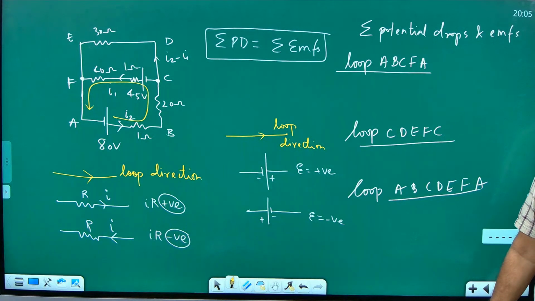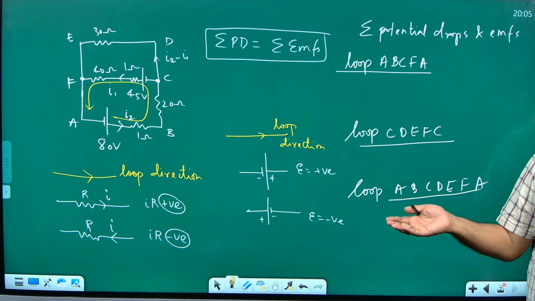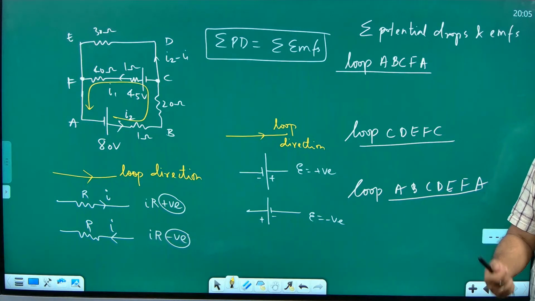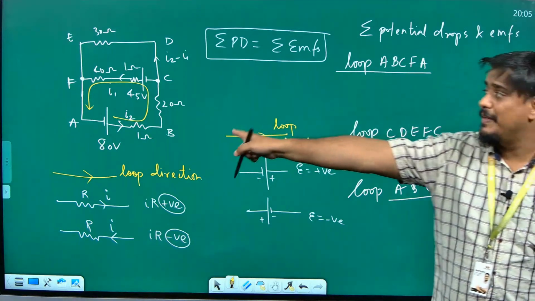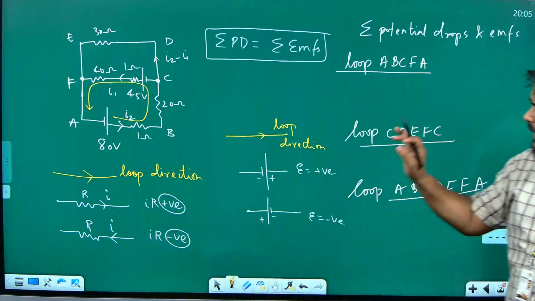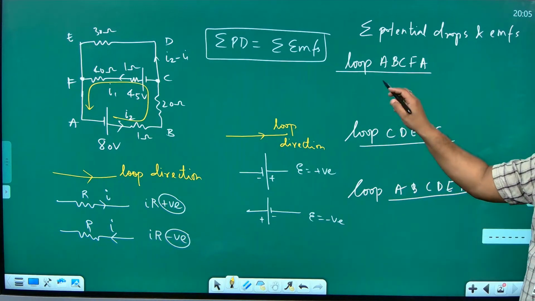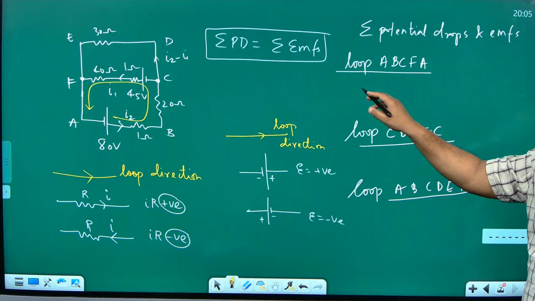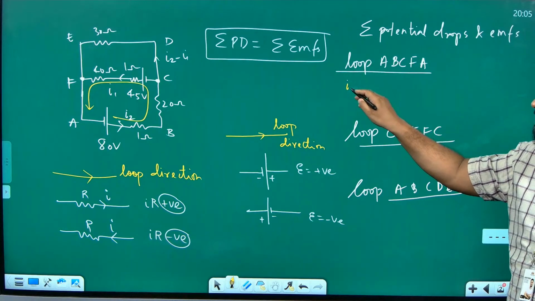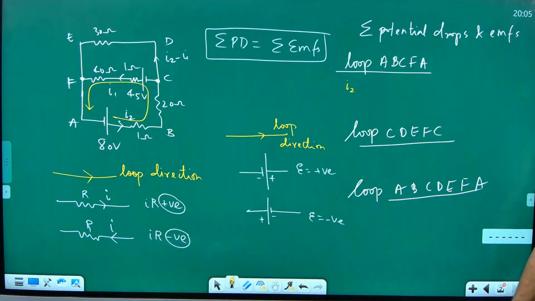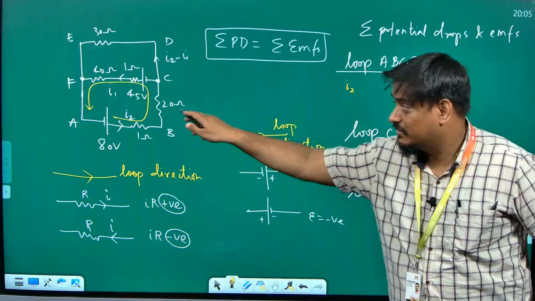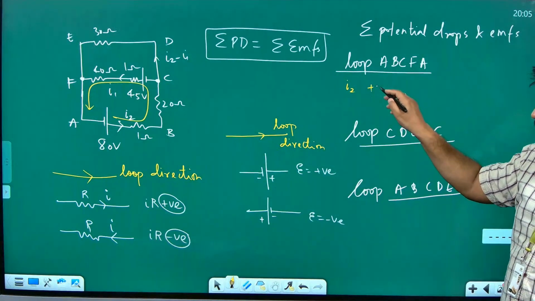Everybody be focused. I am telling you, you are learning something very complex if you don't understand it. Otherwise, it's very simple. Yes, Niranjan. Loop A, B, C, F, A. Help me in framing the equation. Tell me first term. I2 into 1. Very good. Positive or negative? Positive. Very good. Plus I2 into 20. Plus 20 I2. Very good.